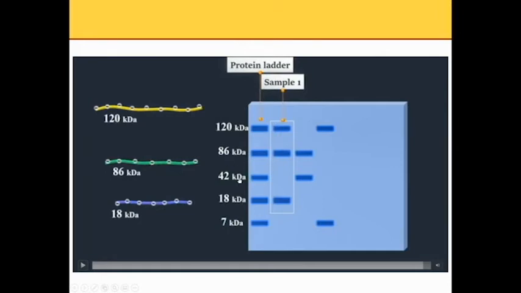Okay, and the kilodalton, that's the molecular weight of the protein. Okay. So that's basically the overview of the electrophoresis.